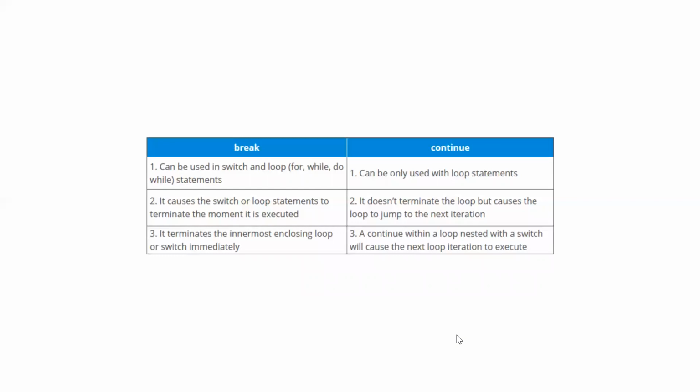Break terminates the innermost enclosing loop or switch immediately, whereas continue within a loop nested within a switch will cause the next loop iteration to be executed. So those are the differences between break and continue. I have discussed the same thing very clearly in my interview questions video. Just try to check that video also.